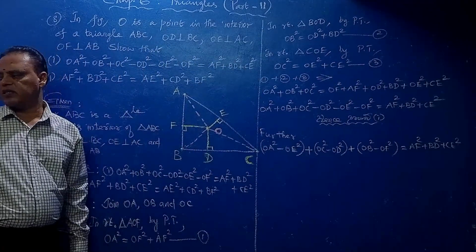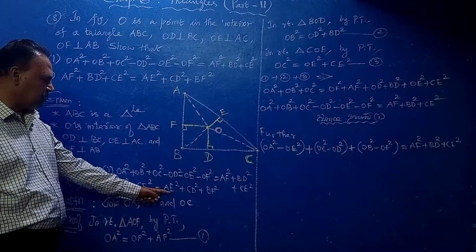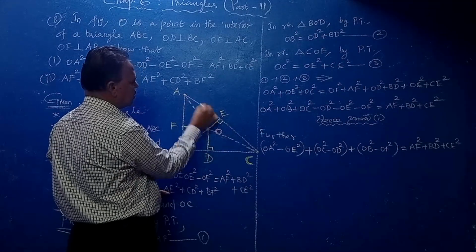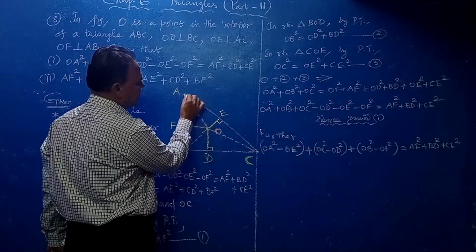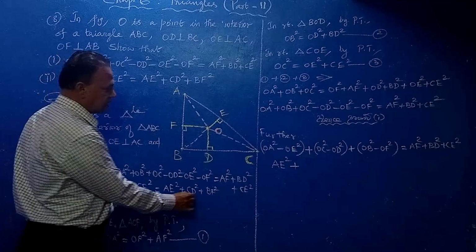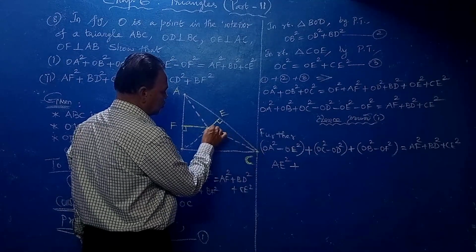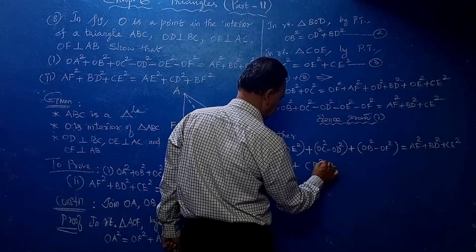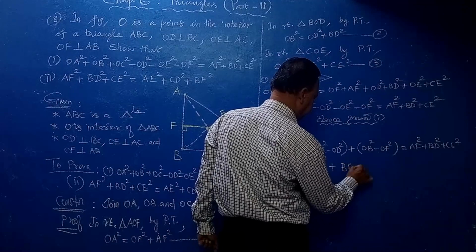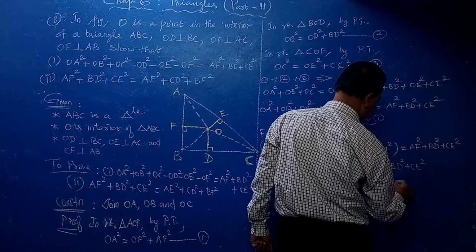Write as it is. So now this is nothing but AE squared. Agree or not? This is nothing but OA squared minus OE squared using Pythagoras theorem, which means AE squared. Plus, same way, CB squared is nothing but CD squared, which is equal to OC squared minus OE squared, plus this is nothing but BF squared. That is equal to AF squared plus BD squared plus CE squared, that is right by Pythagoras theorem.